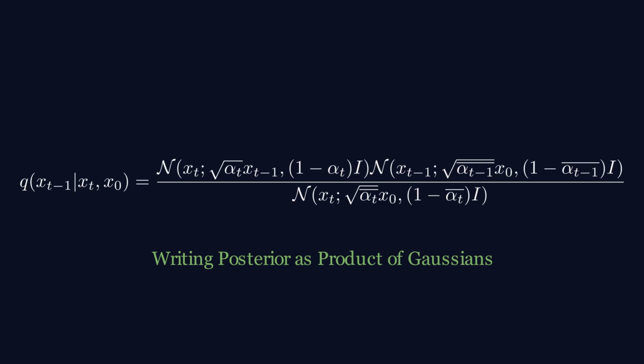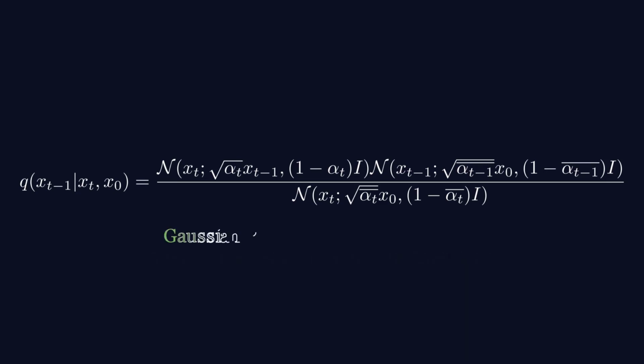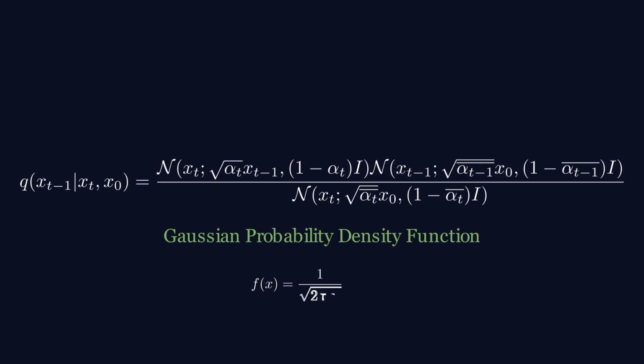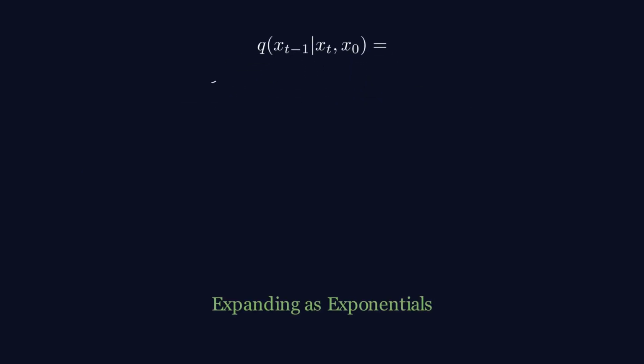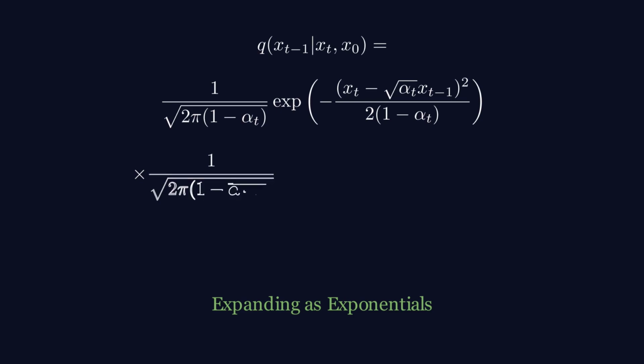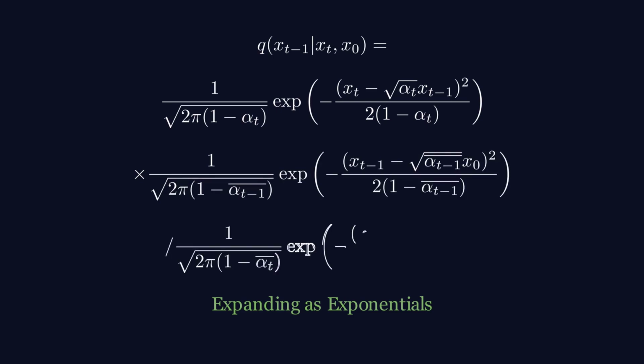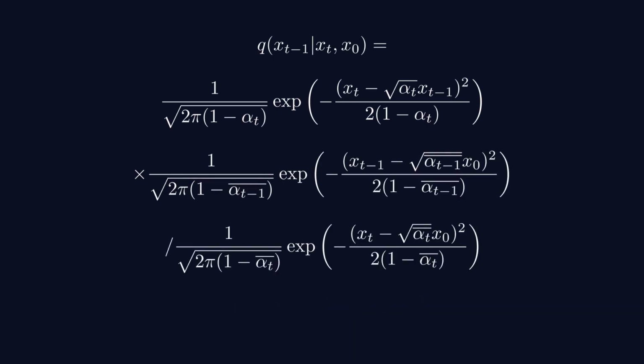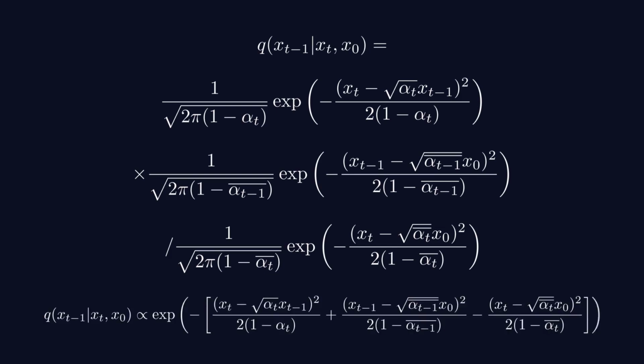Recall the probability density function for a Gaussian distribution. f of x is 1 over root of 2 pi sigma square, into e to the power minus of x minus mu whole square divided by 2 sigma square. We can use this form in our derivation. So now for q of xt minus 1 given xt, x naught, using this definition we can expand the Gaussians in the form of the exponentials. These multiplication and division of Gaussians become addition in the exponent land.